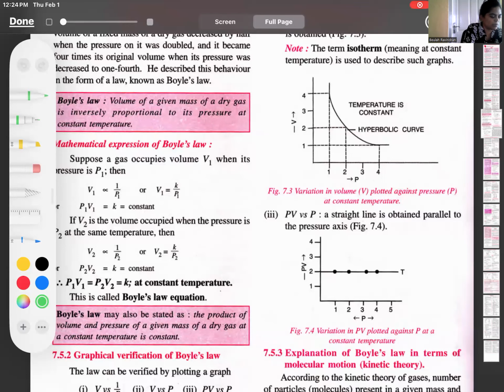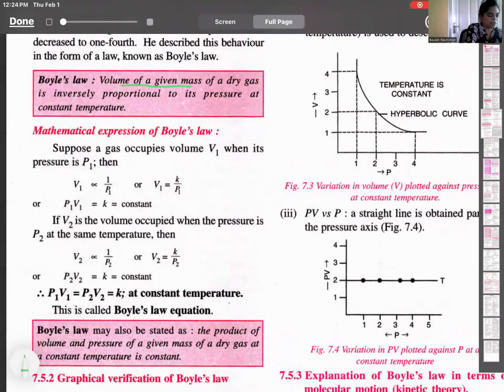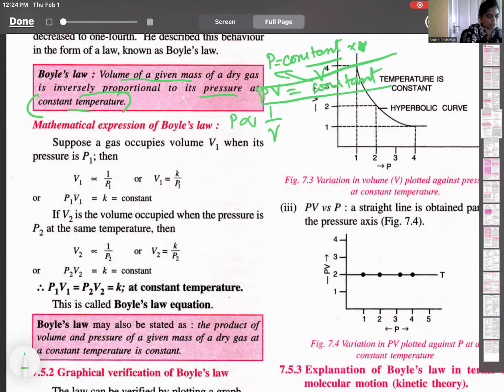So what is Boyle's law? Boyle's law states that the volume of a given gas is inversely proportional to the pressure, keeping temperature constant. So if it is inversely proportional, then we can say P is equal to constant divided by volume. If you bring the volume here, P times V is equal to constant. This is the formula. So PV is equal to constant.